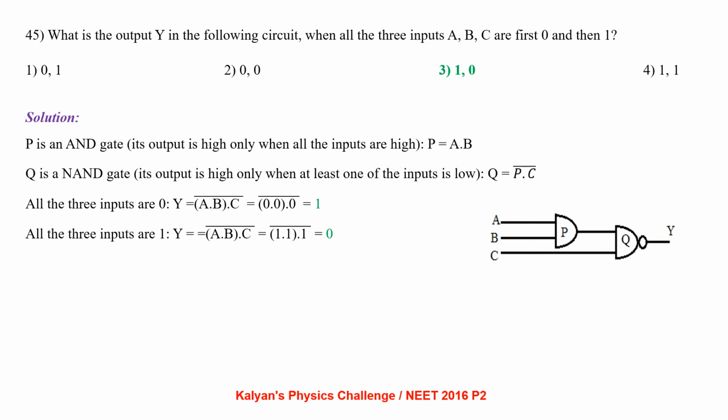Now let us see when all the inputs are 0. We get Y equal to (A dot B dot C) whole bar, that comes out to be 1. And when all the inputs are 1, the situation is reversed. So the output is 0.